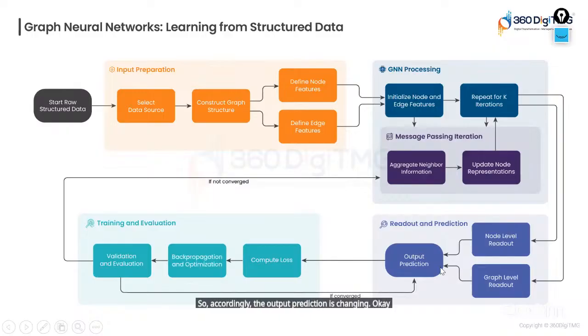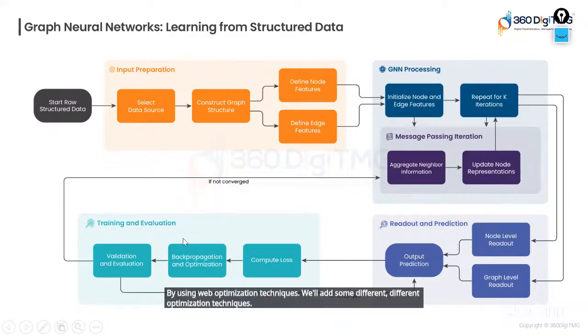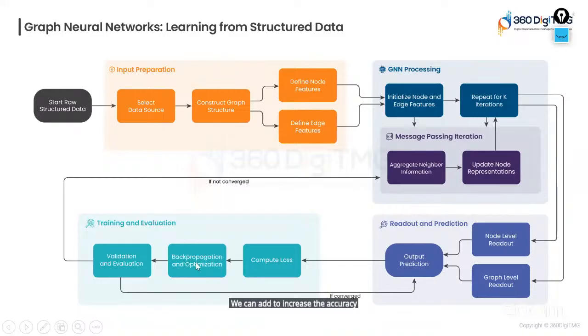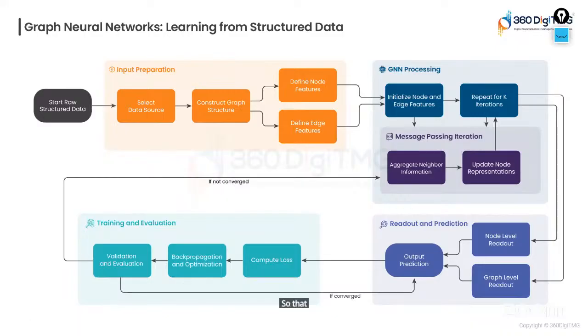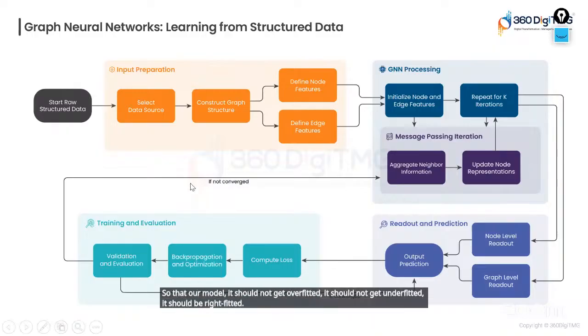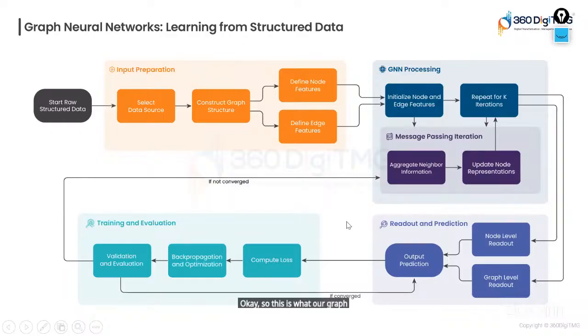Okay. So here, when the loss is high, what we will do? We will again backpropagate and by using optimization techniques, we can add different optimization techniques to increase the accuracy and reduce the losses. Okay. Here we can also add the early stopping stage. After this, we will have our validation and evaluation on unseen data, so that our model should not get overfitted, it should not get underfitted, it should be right fit. Okay, so this is what our graph neural network is.